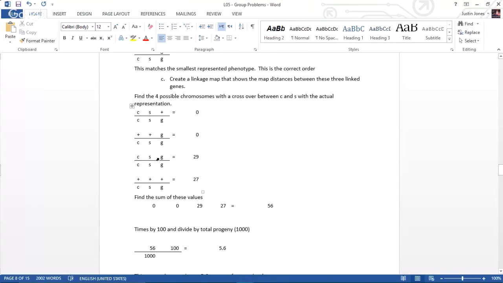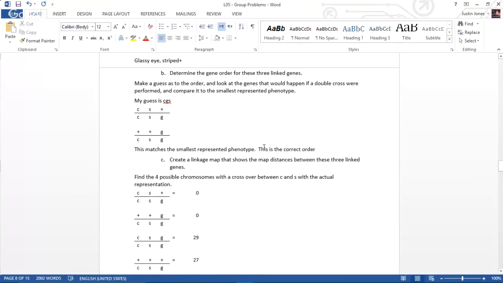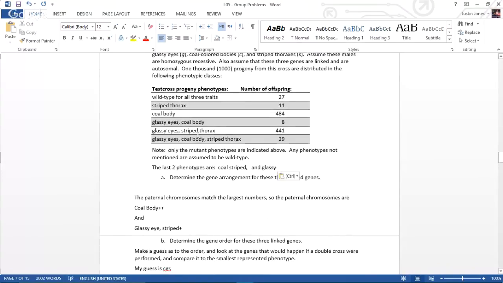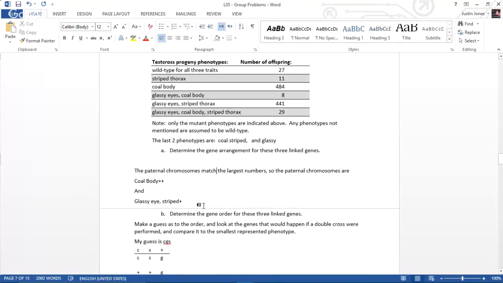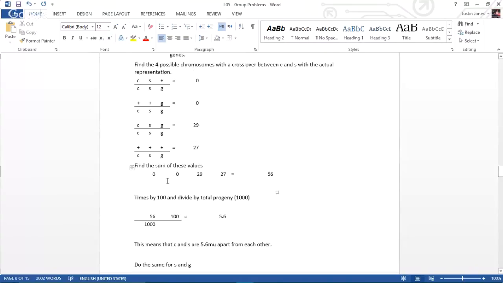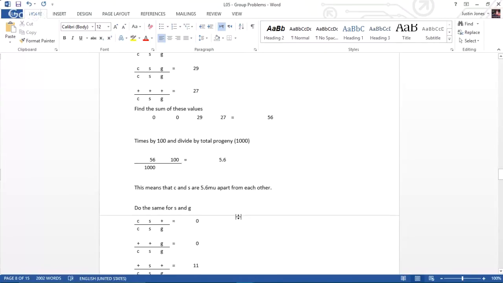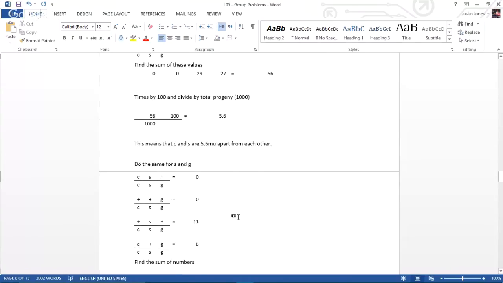And so if these both change, but it's only a single crossover, you're going to get all 3 of the mutations. That's going to give you 29, and 27 for the opposite one, where they're all 3 wild type. So I had 29 and 27 and 2 zeros. You get 56. 56 times 100 divided by 1,000 gives you 5.6. So 5.6 map units apart. So it's pretty close.